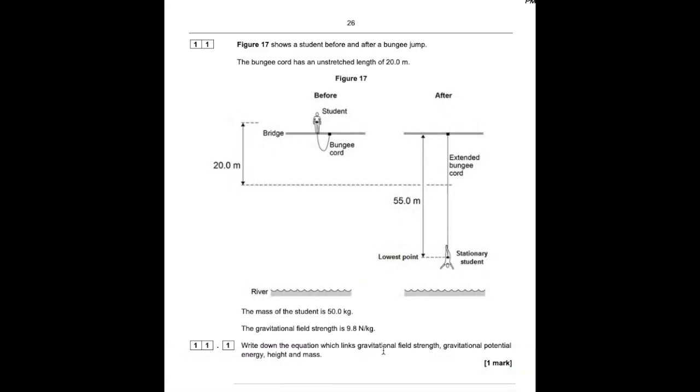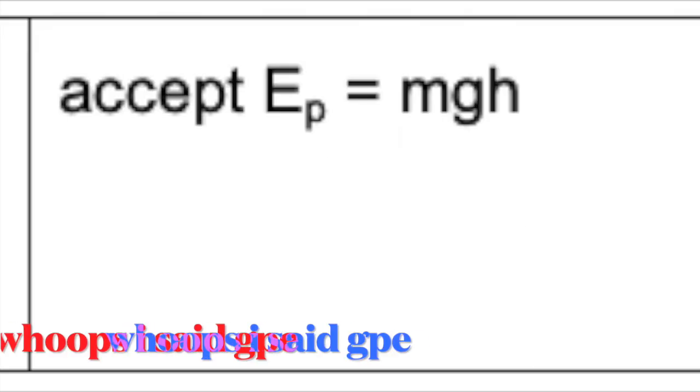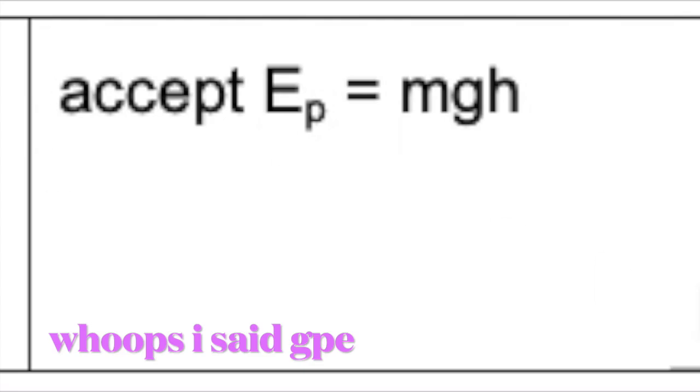They just asked for the equation which links gravitational field strength, gravitational potential energy, height, and mass, and so the answer is pretty straightforward. It is GPE equals mgh, and I'll show you one in the mark scheme as well. So this is the version of the mark scheme.